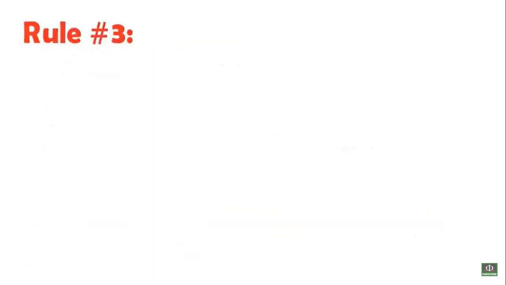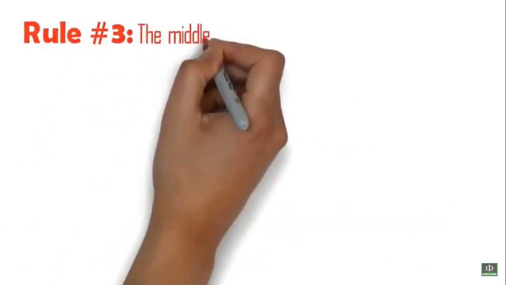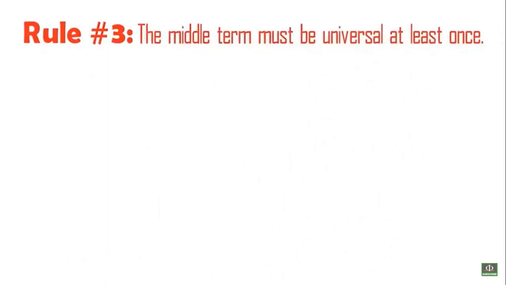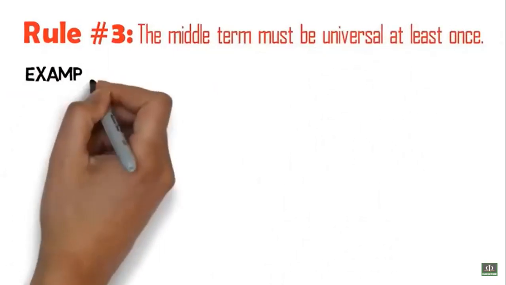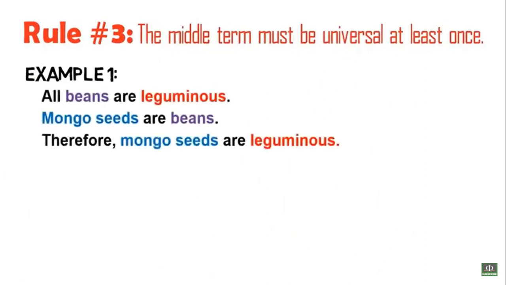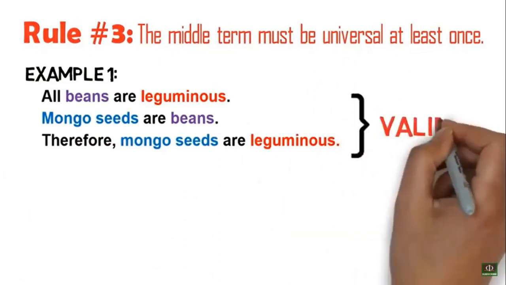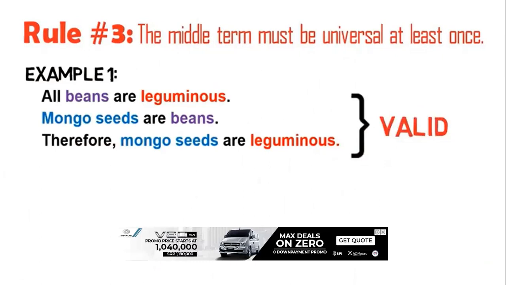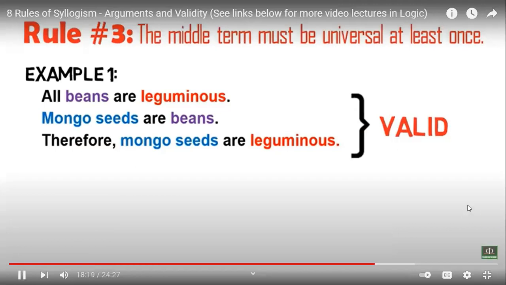Rule number 3 of the 8 rules of syllogism states, the middle term must be universal at least once. Let's consider this example. All beans are leguminous. Mungo seeds are beans. Therefore, mungo seeds are leguminous. This syllogism is valid in the context of rule number 3 because the middle term "beans" in the first premise is universal. In fact, rule number 3 asks that at least one of the middle terms must be universal.